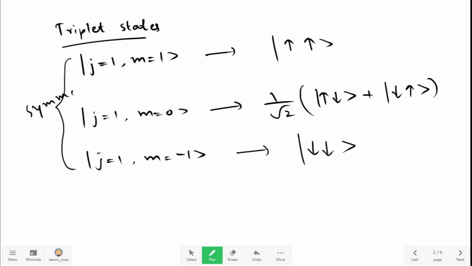Why do we say that they are symmetric? Let's label this particle as 1 and this as 2. If you exchange any two particles here, if you exchange 2 and 1, then what happens? You will get the same thing back. That's why we are saying these are symmetric under particle exchange. If you do the same thing for the others, exchanging particles, you will get the same thing back. That's why we are saying triplet states are symmetric.